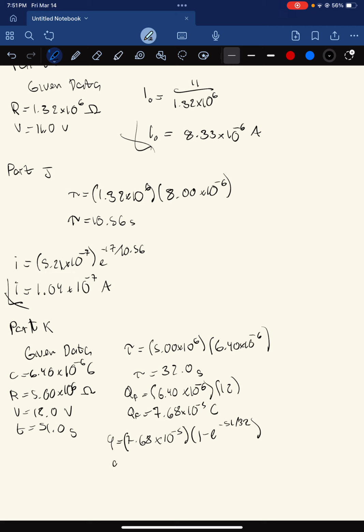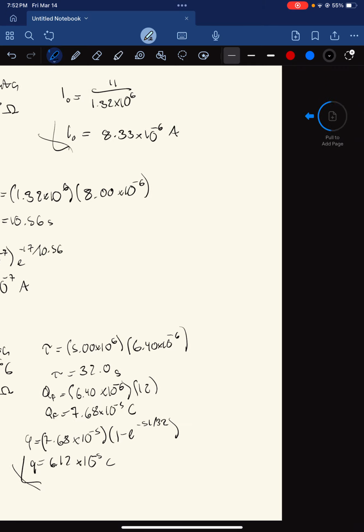Cool, got it. So right here, 7.68 10 times -5 multiplied by 1 minus e to the -51 over 32. And I got 6.12 10 times -5 charge. Perfect. Now we go with part L.